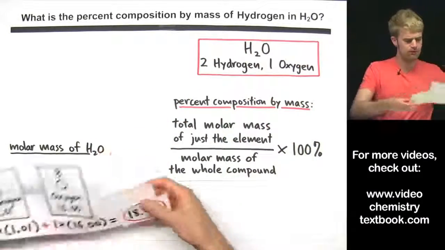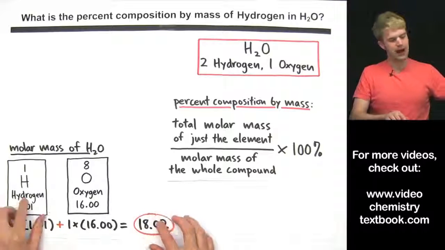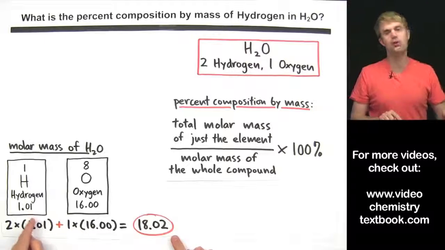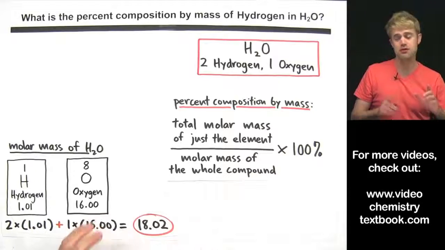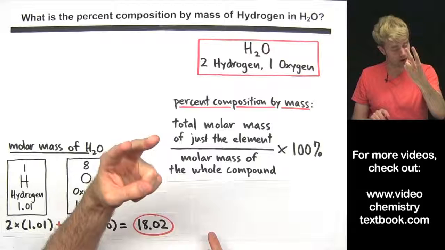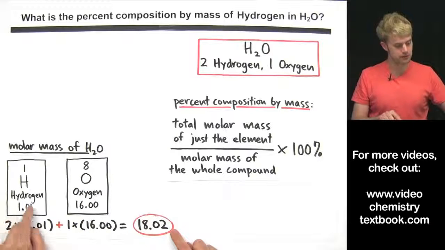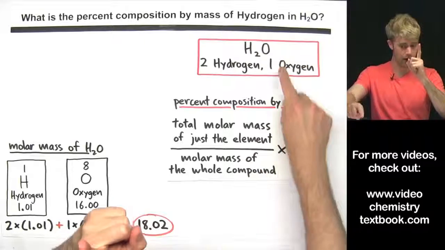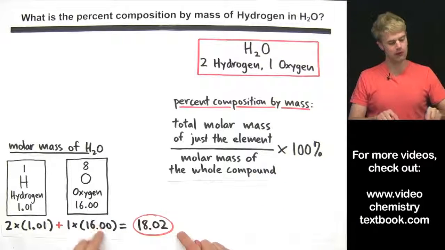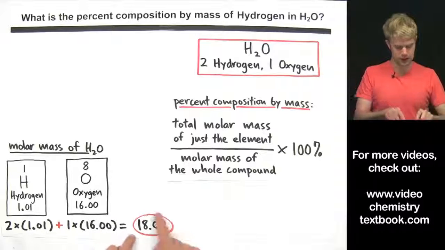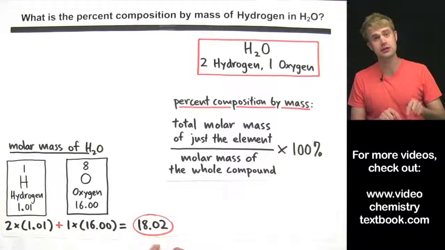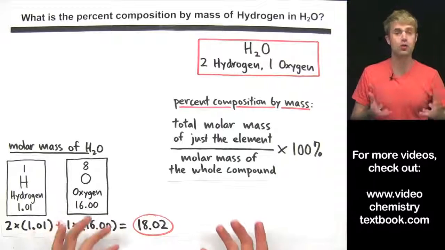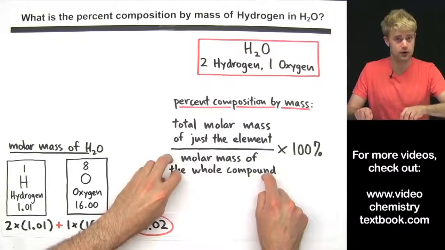Then we will look up hydrogen and oxygen on the periodic table. This number here, 1.01, tells us the molar mass of hydrogen, and we have 2 of them. So we do 2 times this number, and then we add it to 1 times the molar mass of oxygen, because we have 1 oxygen. We do the addition, and we get 18.02, the molar mass of H2O, which is how much 1 mole of H2O would weigh. So that's the bottom of the fraction.